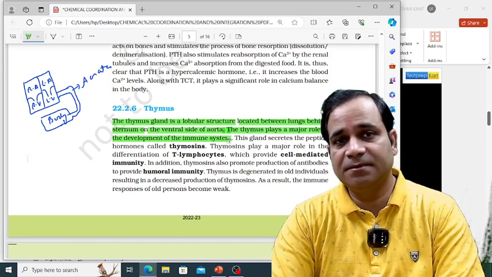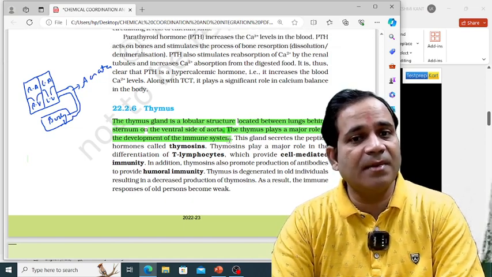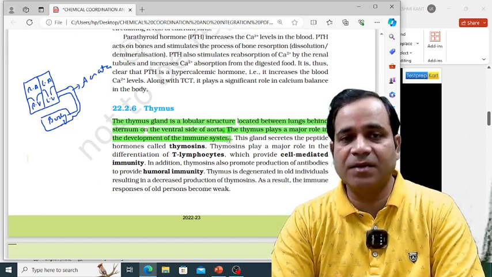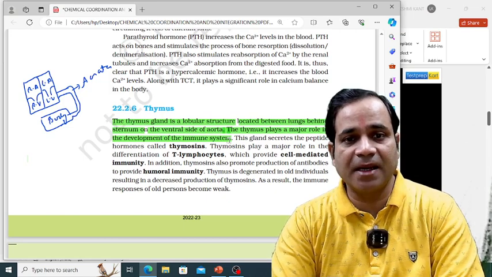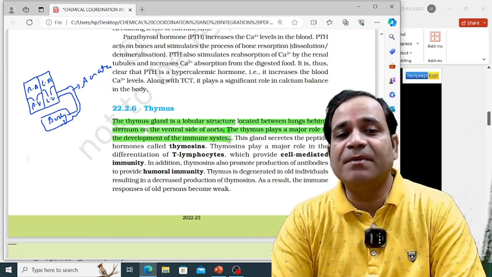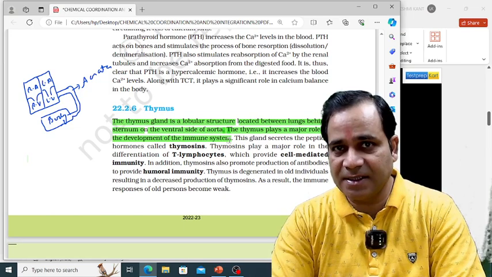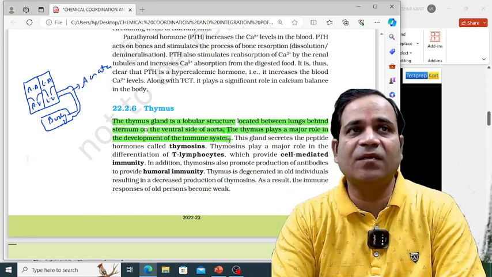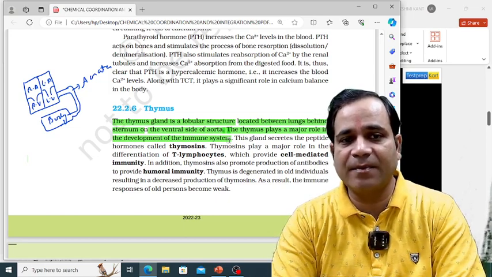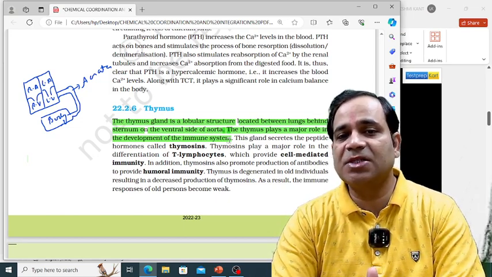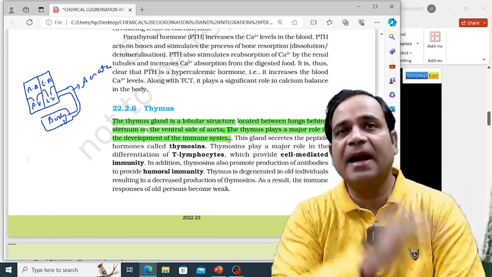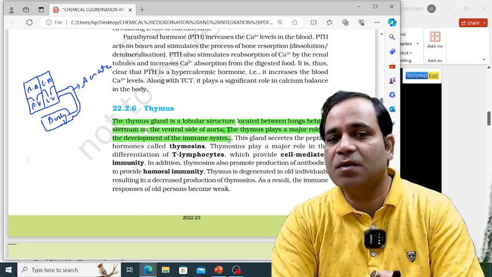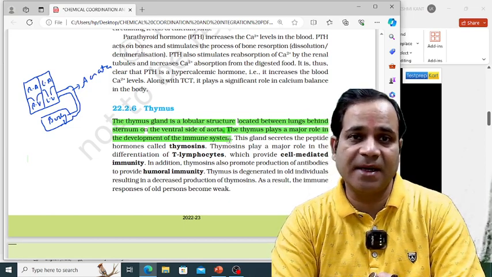The development of the immune system, that immune system which is responsible to do what, my dear? To fight the pathogens. Isn't it? Whenever pathogens invade the body, it has the tendency to fight them, my dear. Okay, getting my point? So the thymus gland is a lobular structure located between the lungs, behind the sternum, on the ventral side of the aorta, and the thymus plays a major role in the development of the immune system, my dear. Right?